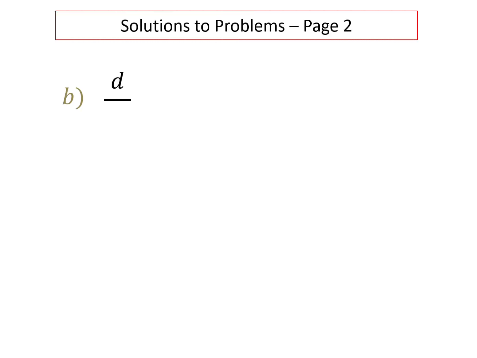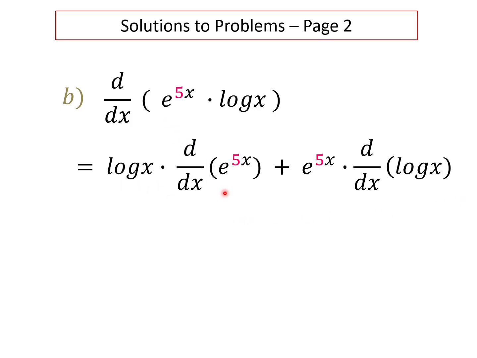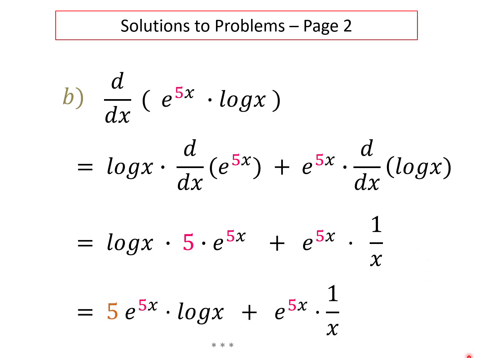Now second sum. Here we are just considering different combinations, like here we are considering e^(5x) and log x as the two functions, product of two functions. So same rule will be applied, log x into d/dx of e^(5x) plus e^(5x) into d/dx of log x. So d/dx of e^(5x) is this, d/dx of log x is 1 by x. So you have to remember all those formulas. Now here the final answer is this.